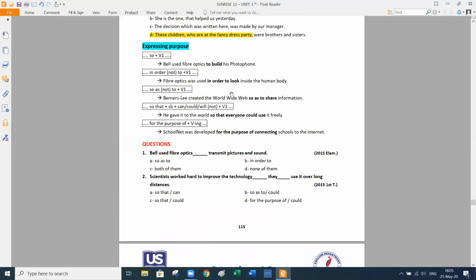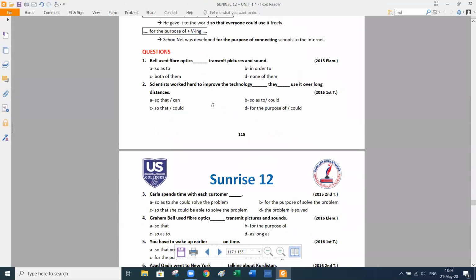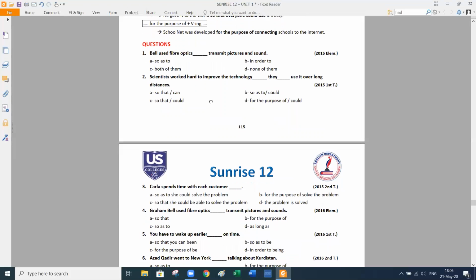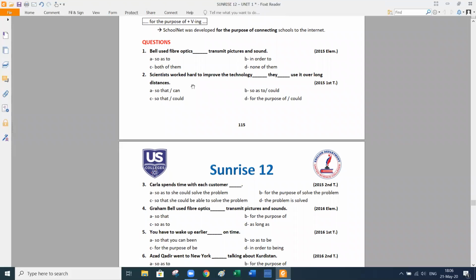Okay, that's all that you have to know about these structures. If you know these structures, you will be able to answer the questions easily. If you mix them up, you might make mistakes when you answer the questions. Okay, let's look. Number 1, Bell used fiber optics, blank, transmit pictures and sound.